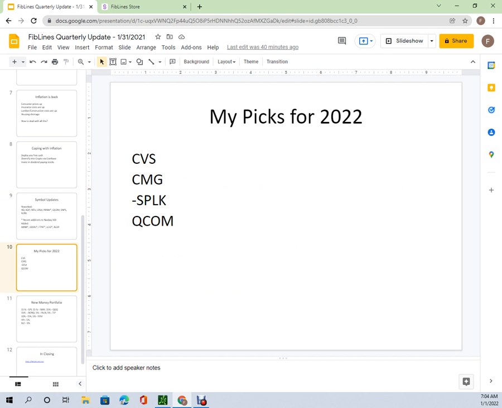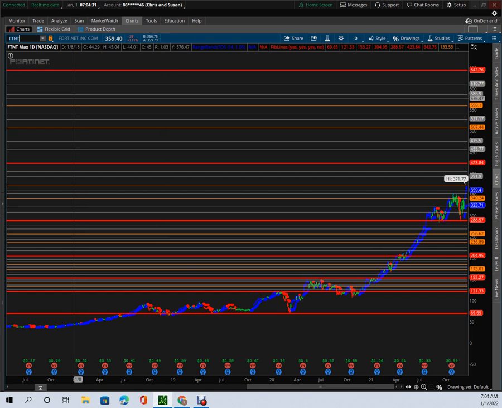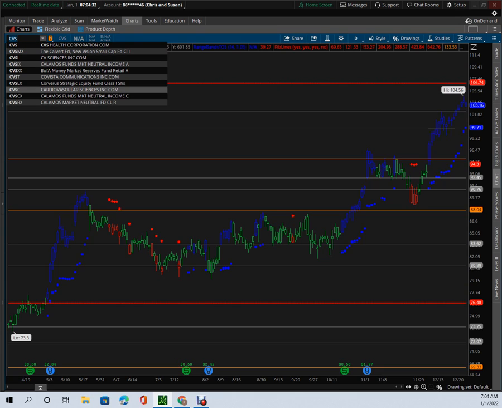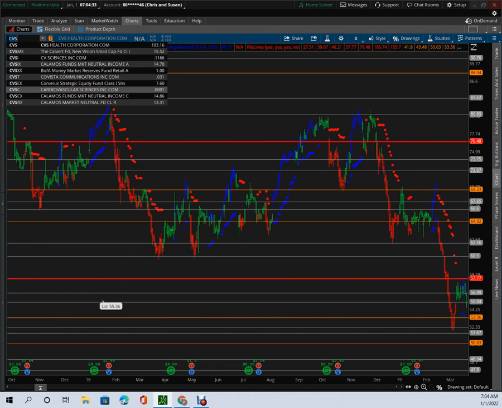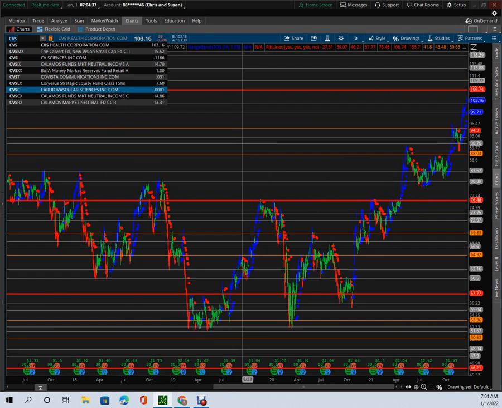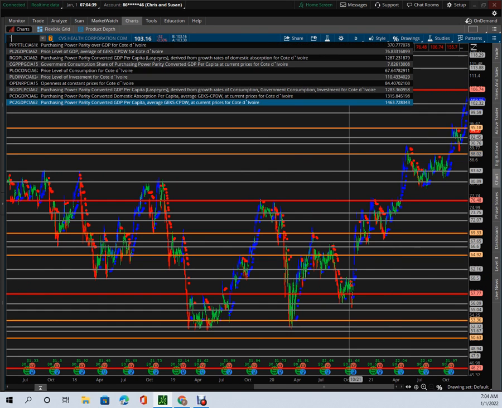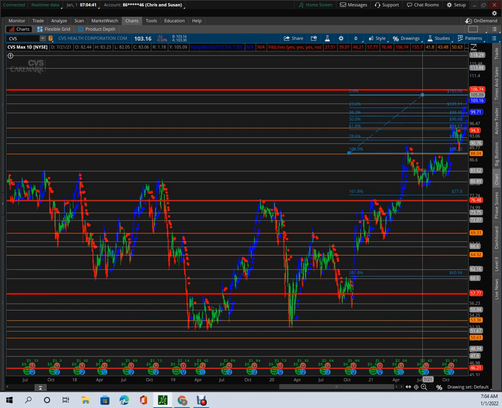Okay, my picks for 2022. First one is CVS Pharmacy. Now, I've been in CVS for a while. I've done pretty well with it. The stock's action has been doing pretty well lately. It recently broke $100 and is coming up against an old high that it had.